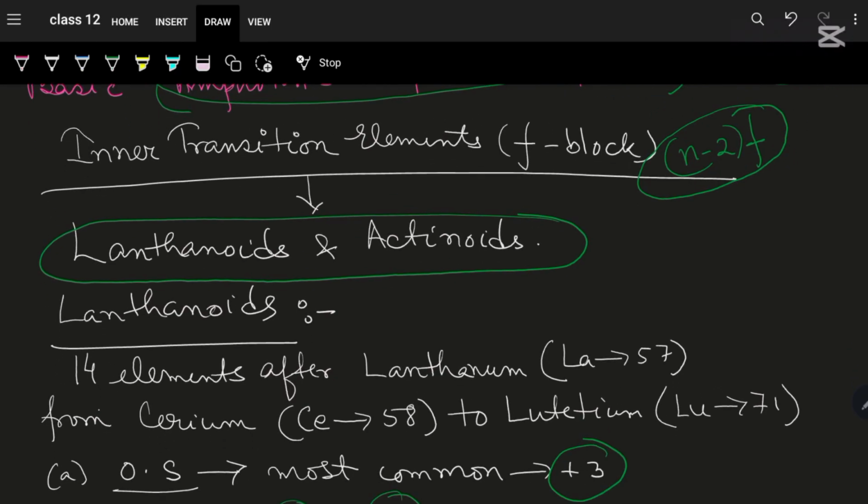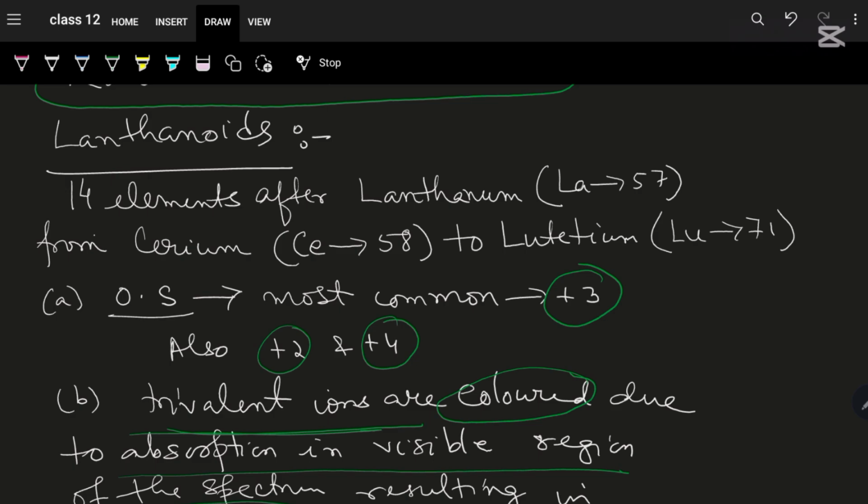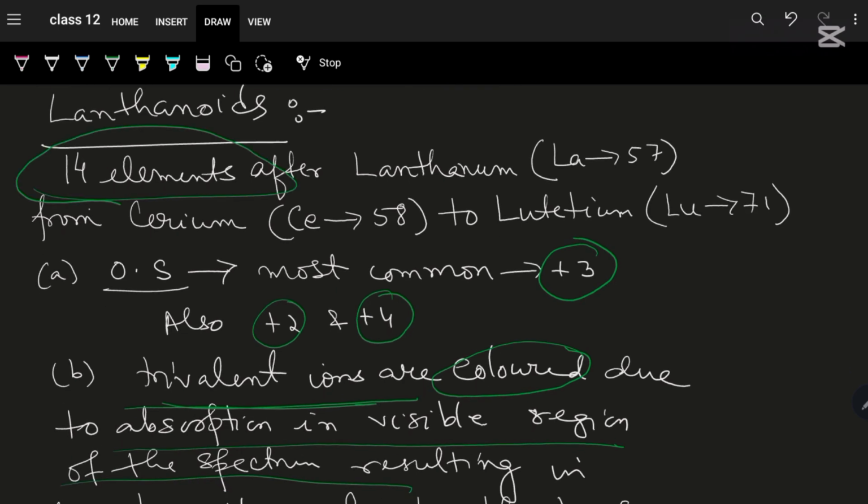Next, inner transition elements. That means they are located inside the transition elements, and the last electron enters the inner orbital, which we say is the antepenultimate shell, the (n-2)f orbital. So here it includes lanthanoids and actinoids. Lanthanoids means those 14 elements that are after lanthanum, atomic number 57. So what are those 14 elements? They are the 14 elements starting from cerium, atomic number 58, till lutetium, atomic number 71.